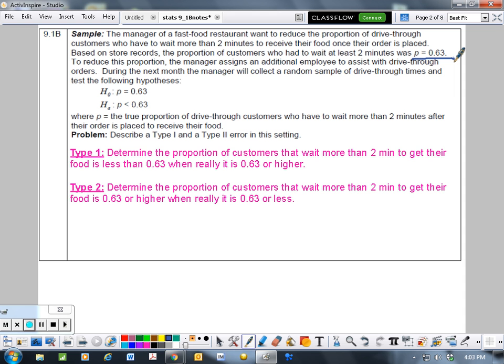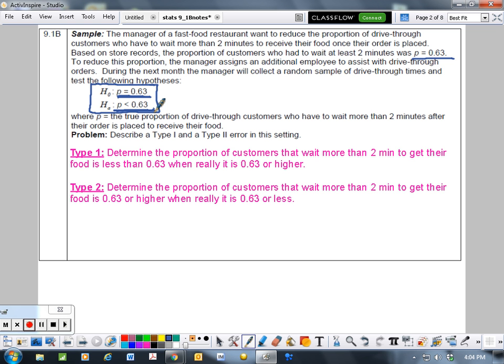During the next month, the manager will collect a random sample of drive-through times and test the following hypothesis. So, will it change? The null is no difference, it stays at 63%, but he's hoping that the proportion that has to wait is less than 63%. So he's hoping to minimize that. Describe a type 1 and type 2 error. I typed this up so it goes faster.